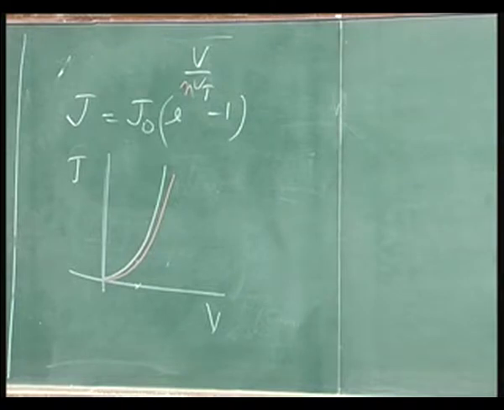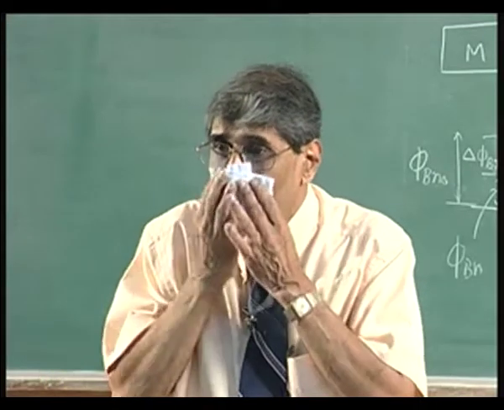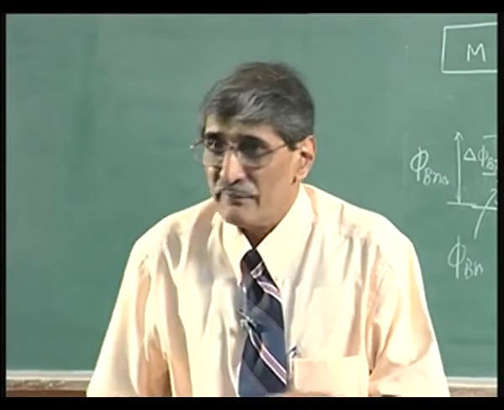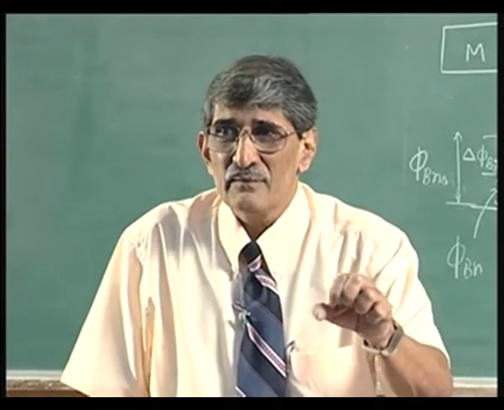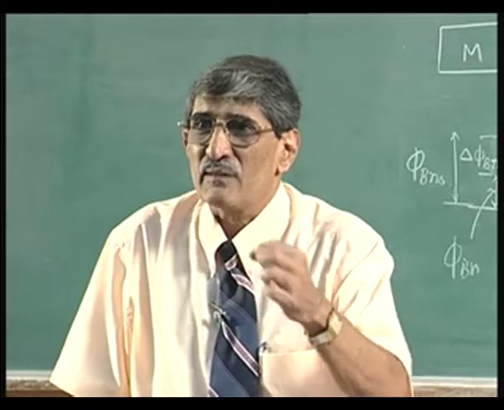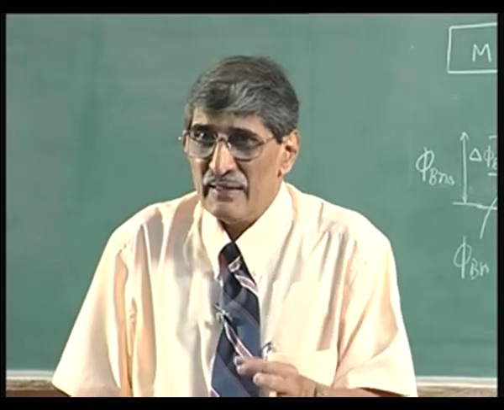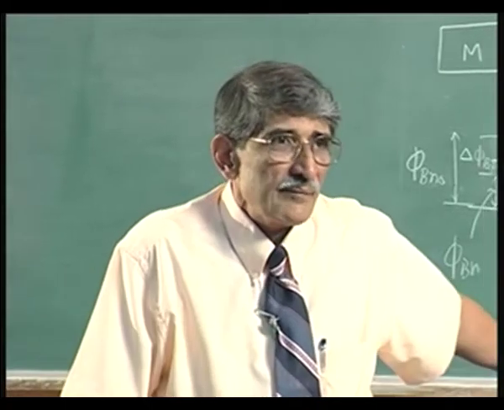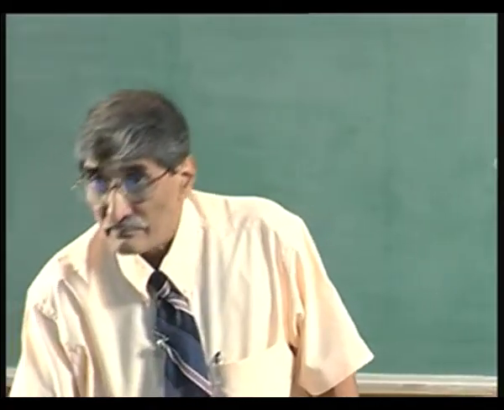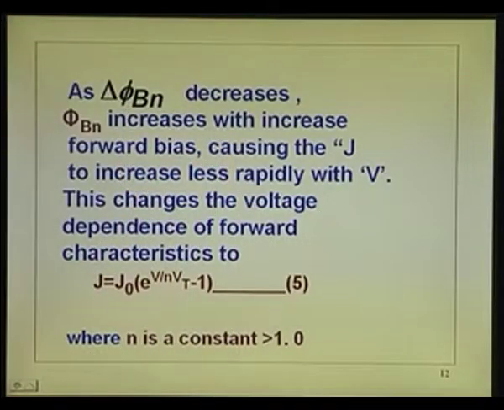So, this term is definitely more than 1, because the delta phi_bn from the zero bias case is of the order of 5 millivolts, 10 millivolts as you go on changing. It may vary 1, 2, 3, 4 millivolts, but it affects the result totally. What about reverse bias? It will show up much more.